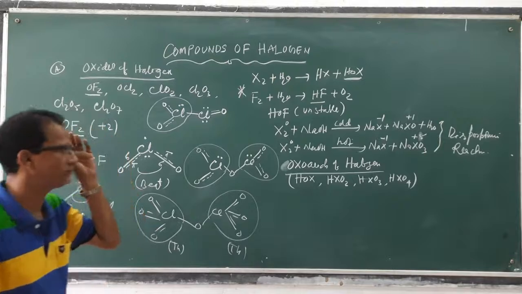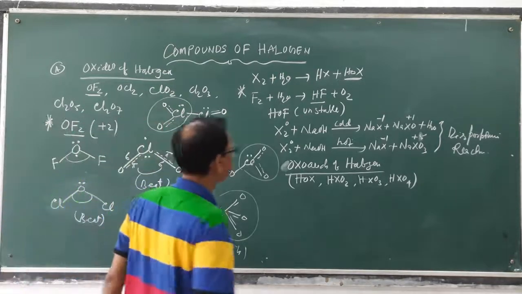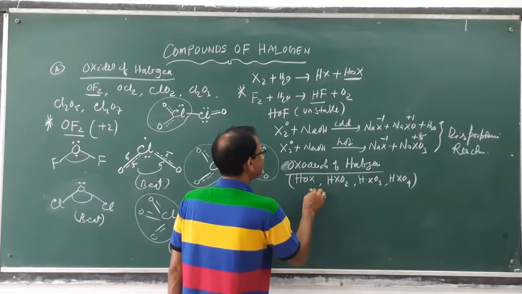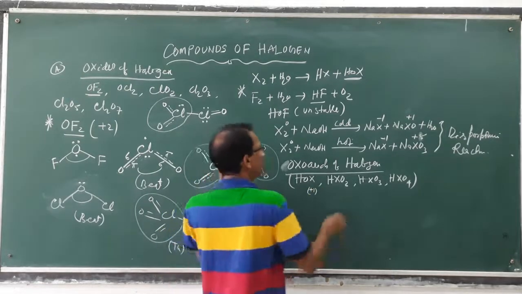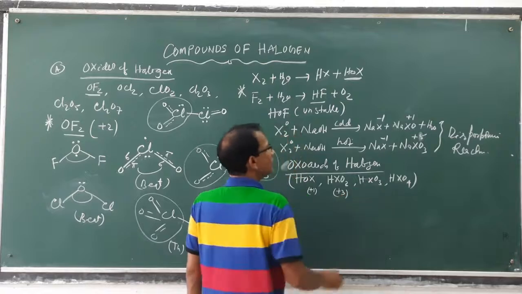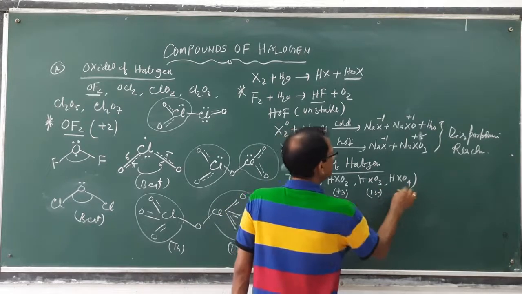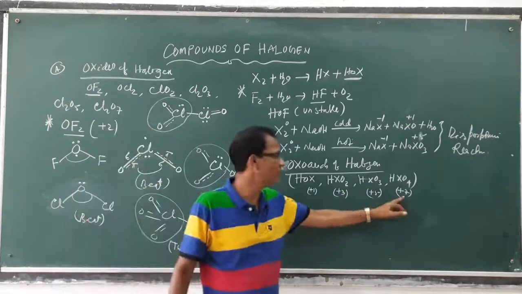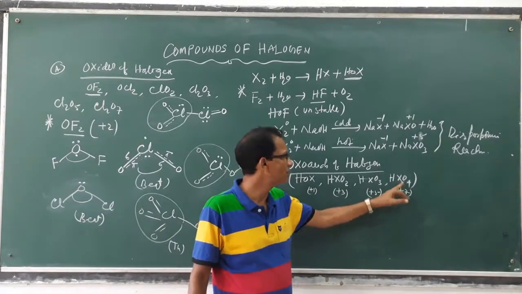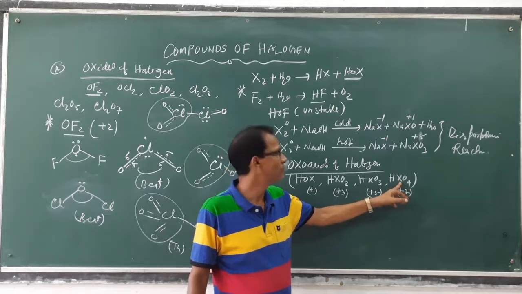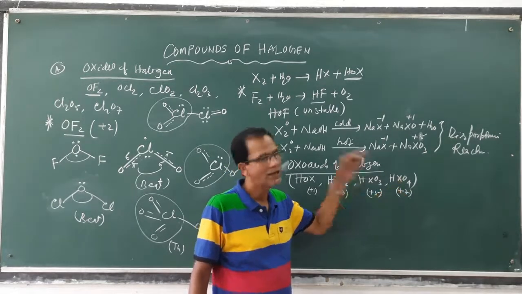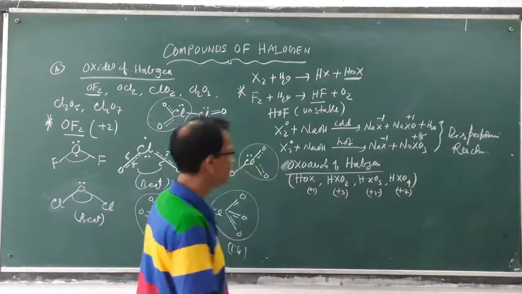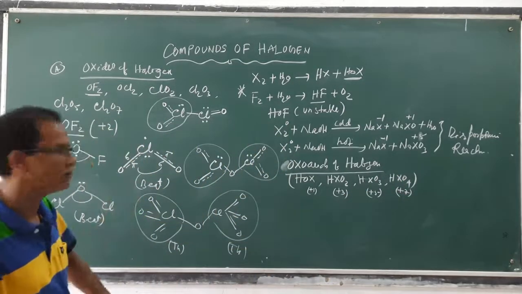If you see their properties, here the oxidation number of the halogen is +1, here it will be +3, here it will be +5, here it is +7. Because the maximum oxidation number of a halogen is 7, it is mainly observed in perchloric acid. This is called perhalic acid; if you place chlorine, it is called perchloric acid. This is the oxidation number of the halogen in different oxoacids.